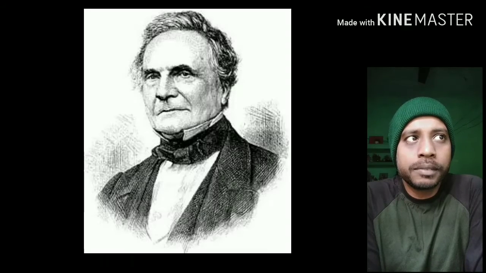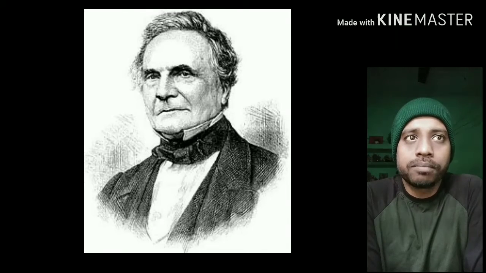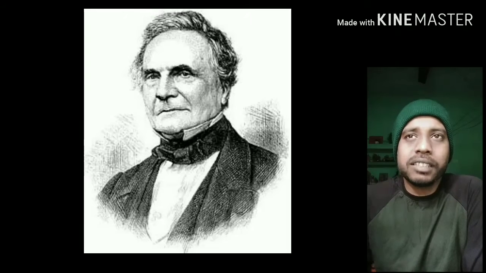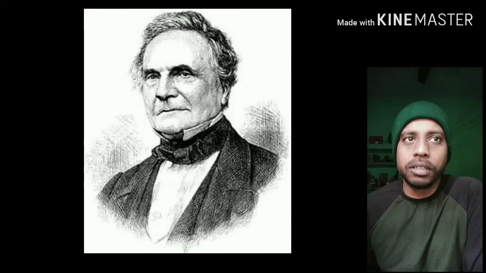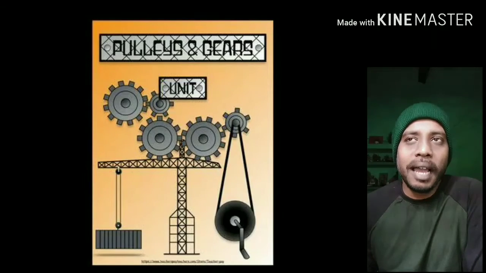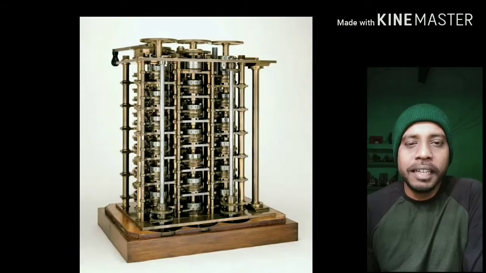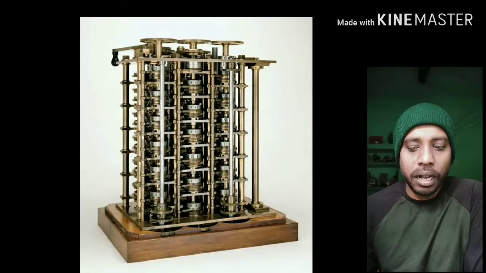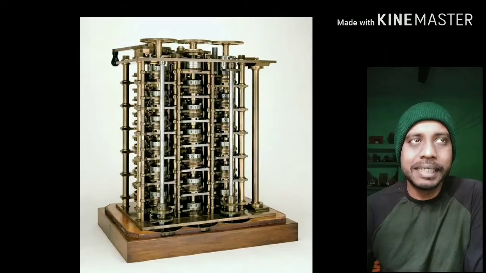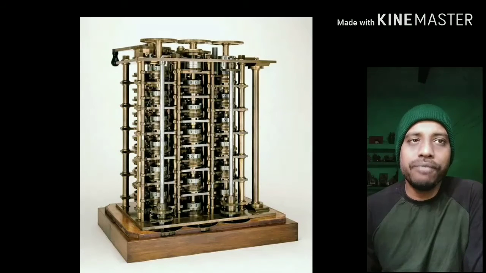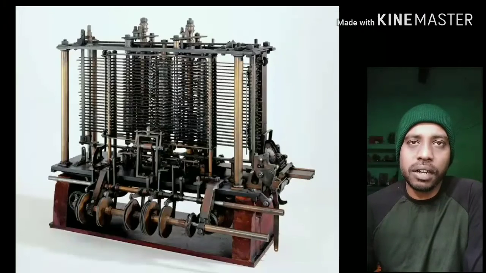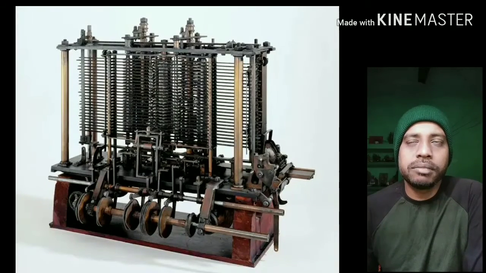So this person Charles Babbage manufactured the first computer in history, and he used pulleys and gears. This computer was called the difference engine. He tried a lot to create such a computing device, but he failed. So again he constructed an advanced version, and the advanced version was called the analytical engine.